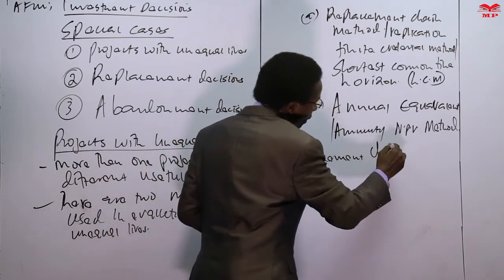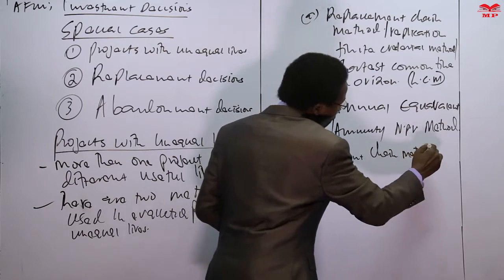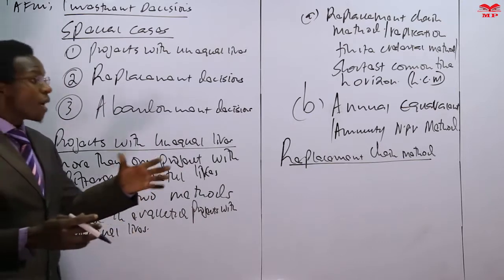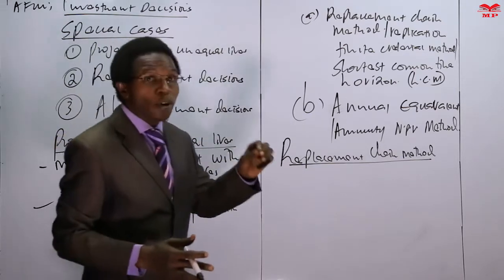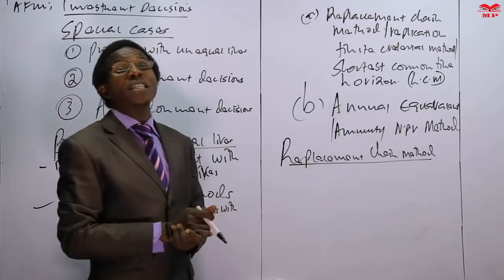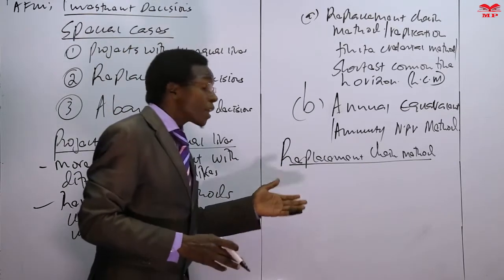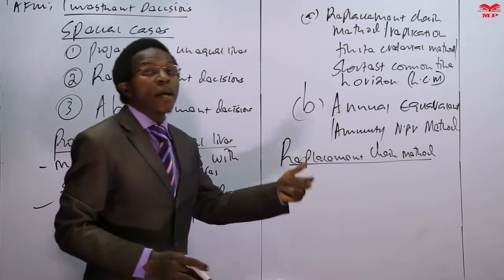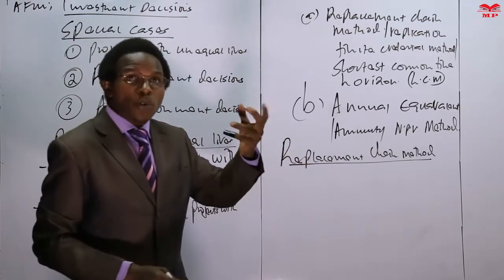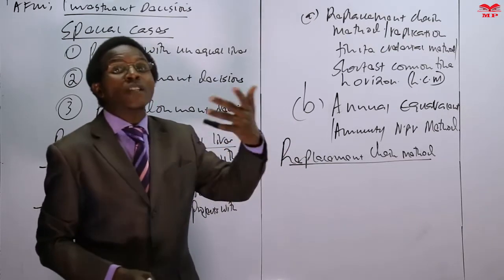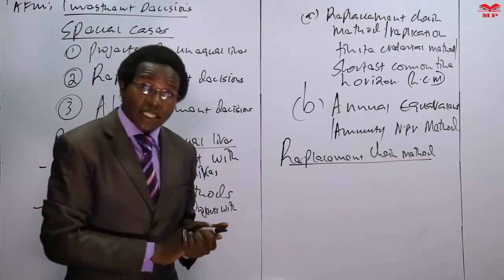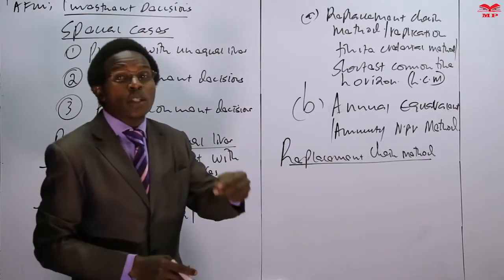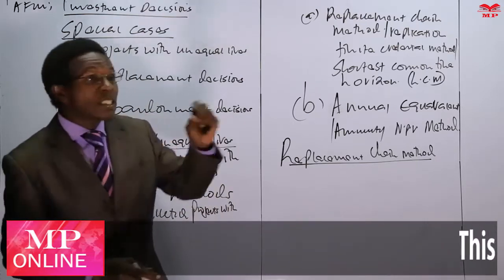In the replacement chain method, we use the LCM, whereby if, for example, project A has maybe 10 years, another project B has 20 years. What we do, we replicate the one with the 10 years, we replicate it by 2 to make it 20 years. So the first will have 20 and the other will be 20. To determine the NPV for the 20 years for the two projects.